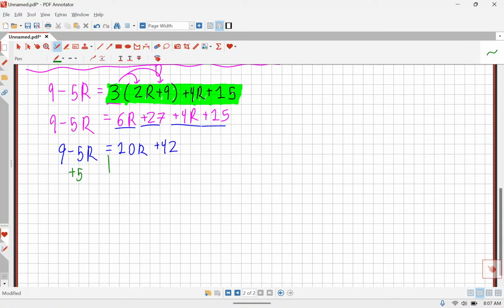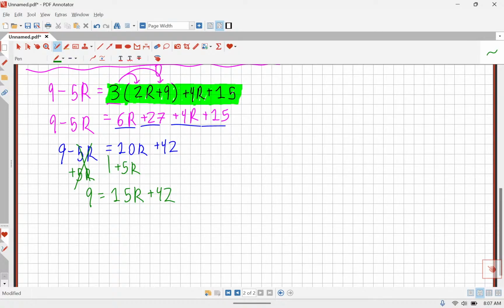So I'm going to add 5r. Very important that we put that r there. I'll be looking for that on your opposites and balance because we have to get rid of not just the 5, but the 5r, and we do that by adding 5r to both sides. 9 equals 15r plus 42. That's just a two-step equation. Very good.